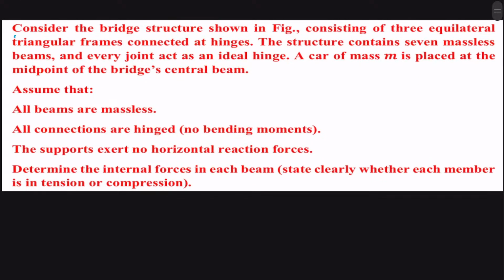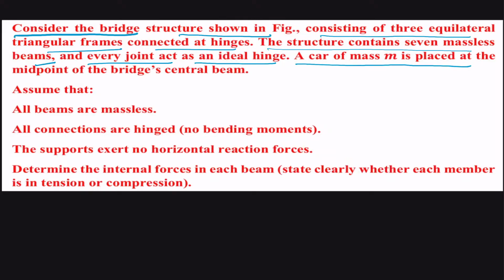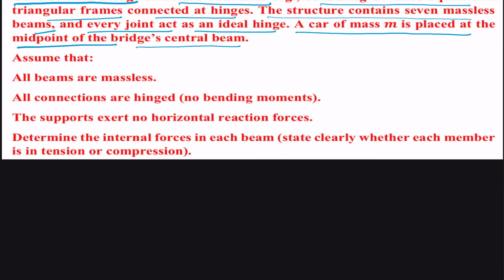that consider a bridge structure as shown in the figure, consisting of 3 equilateral triangular frames connected at hinges. The structure contains 7 massless beams, and every joint acts as an ideal hinge. A car of mass m is placed at the bridge central beam. Assume that all the beams are massless, all connections are hinged, no bending moments, and the supports exert no horizontal reaction forces.